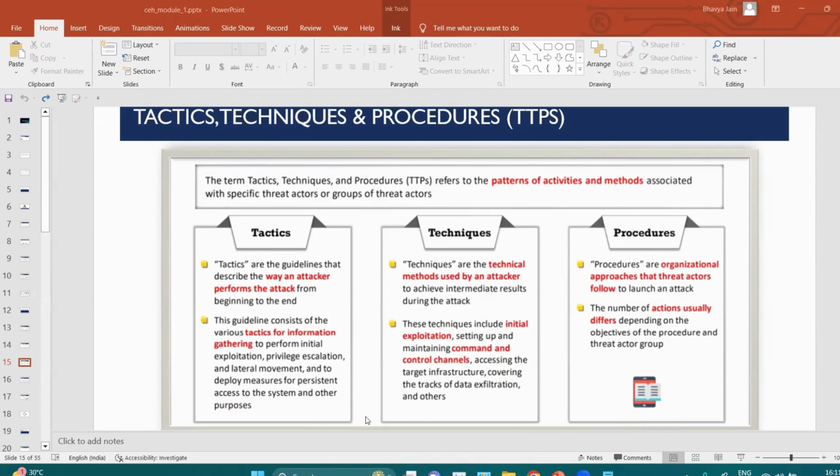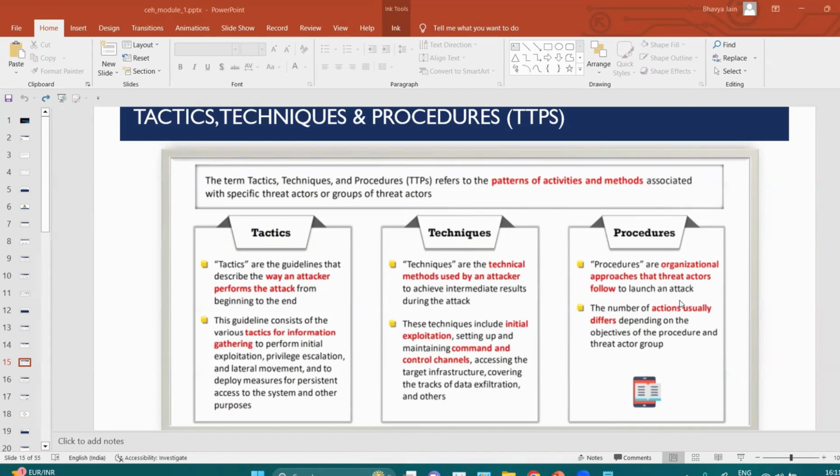Then we have procedure. Procedure is the actual implementation of the attacker applying the attack. It is the step-by-step process the attacker is following, the actual actions of the attacker. That is known as procedure, which is actually applying that particular methodology or technique.